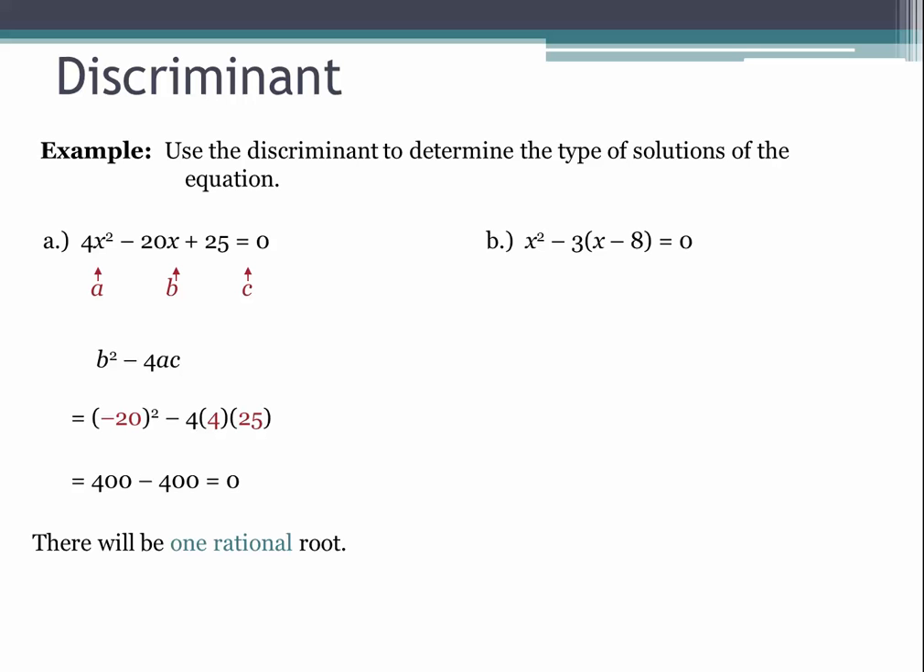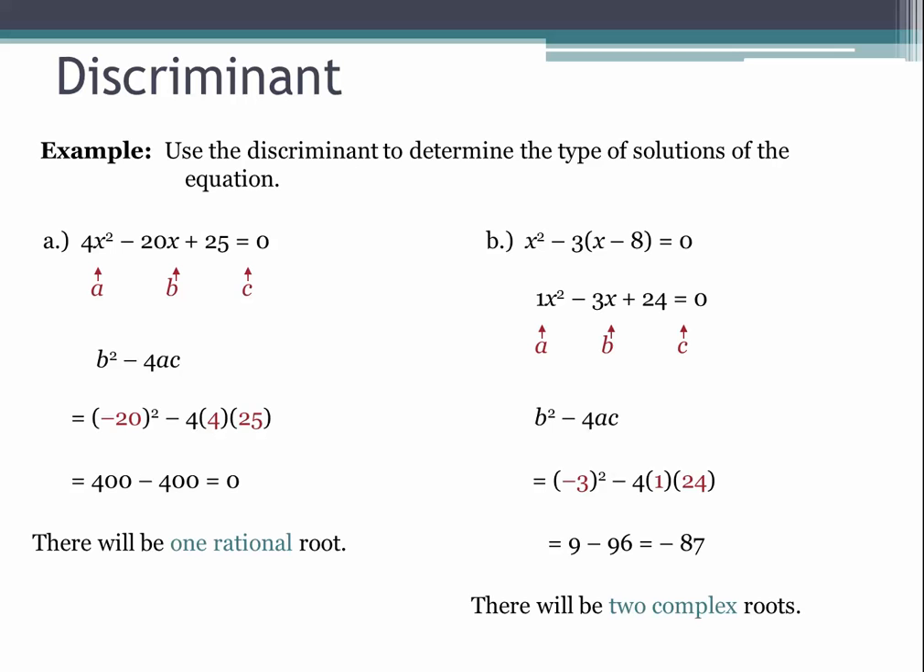Part B, given x squared minus 3 times x minus 8 equals 0, we first have to distribute the negative 3, which would give us x squared minus 3x plus 24. Our a value is 1, our b value is negative 3, and our c value is 24. Plug these values into the discriminant formula, and we have negative 3 squared minus 4 times 1 times 24. This gives us a negative 87.